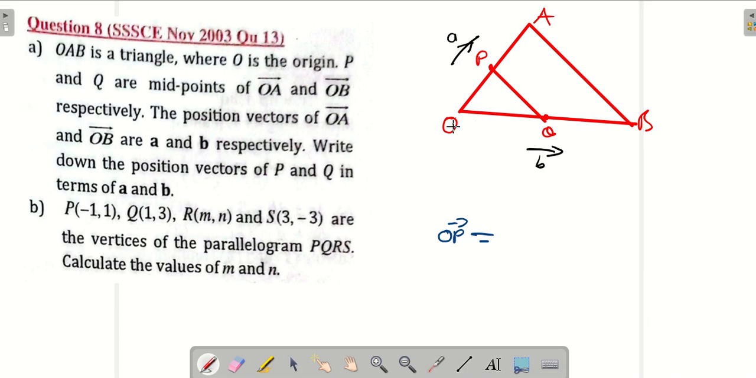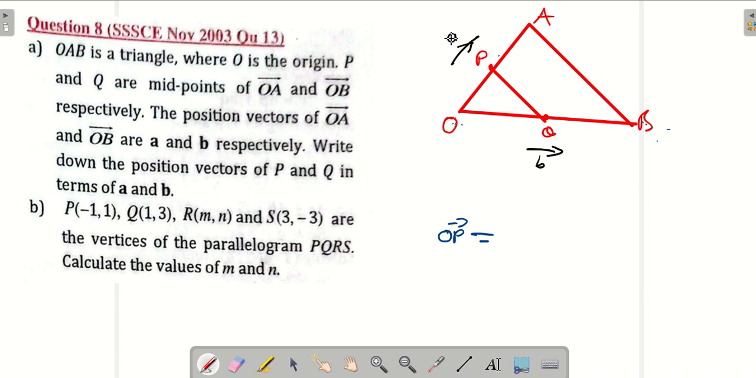Good. And if I want to move from O to Q, it is just the same as moving half of what? OB. But if I do it that way too, it means that I have just written OP in terms of only A, and I have written OQ in terms of only B. But the question is asking us to write them or express them in terms of A and B. So where will you pass to get there? I can also say that OP, I can pass through B, pass through A, and pass through this.